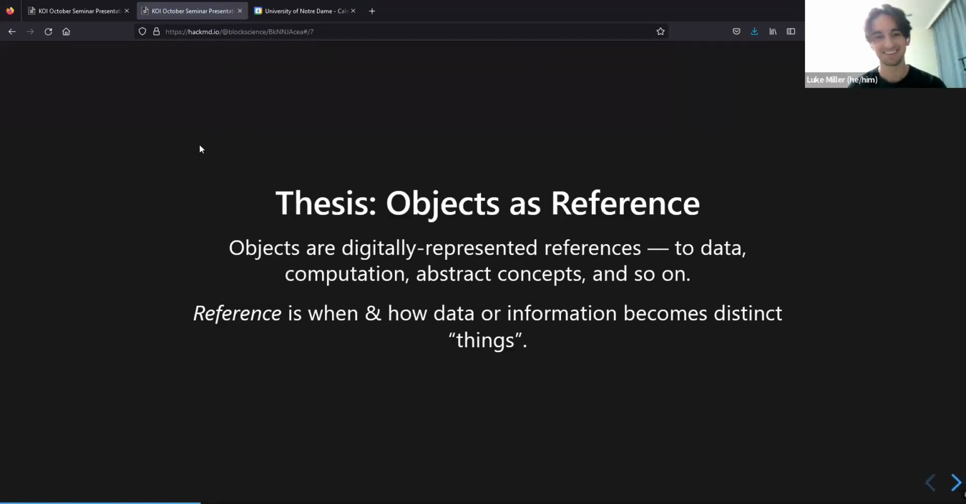Yeah. So objects are any digitally represented reference. And that could be a reference to data, to a piece of computation, but also to abstract concepts and things that are not themselves digital. And so part of this thesis is that reference is both when and how data or information becomes distinct things that we are able to organize, express things about, and so on.